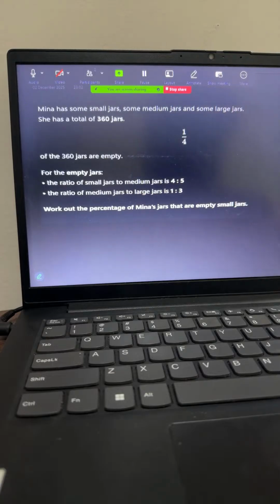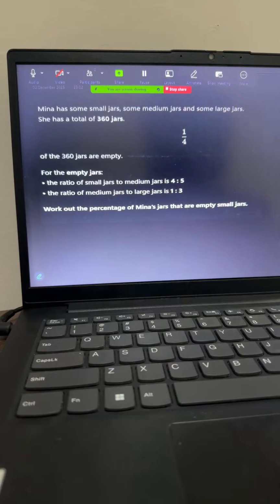One out of four of 360, right? Oh, it's 90. Well done, because it just means you divide by 4, right? So you half it and then half it again. Yes, you are right. Okay. So there are 90 empty jars.